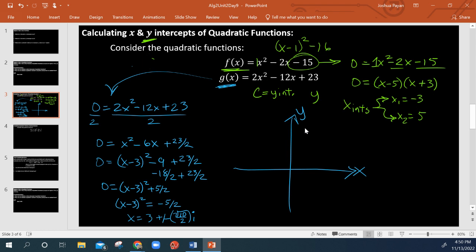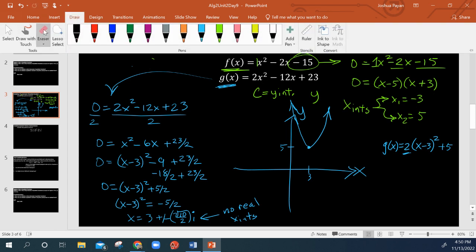Okay, so if I back up, if I had done this into vertex form instead, I would have gotten that g of x is equal to 2 times x minus 3 all squared plus 5. Okay, so that means I'm shifted to the right by 3 and up by 5. And the 2 is positive, so obviously we're opening upwards, and we clearly see that we do not intersect the x-axis at all. So this just means no real x-intercepts. They're imaginary. It happens on another plane of existence, we'll say, right?